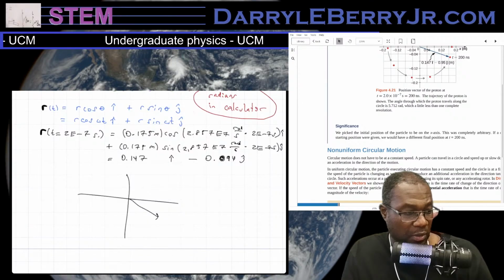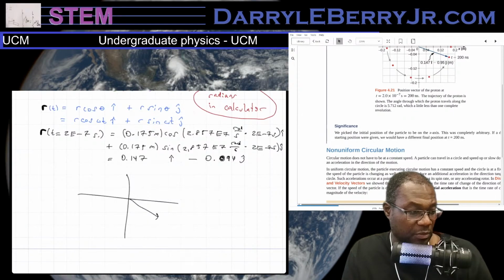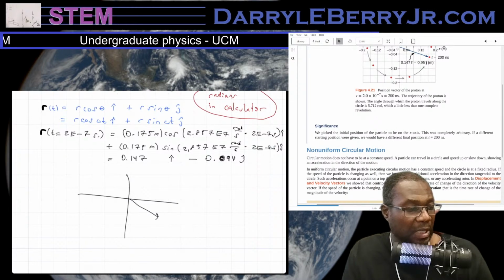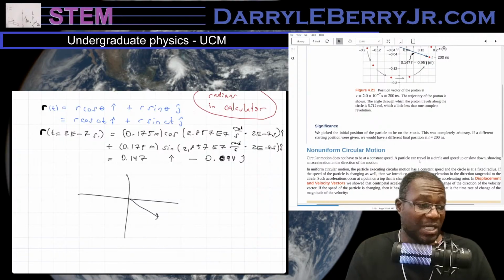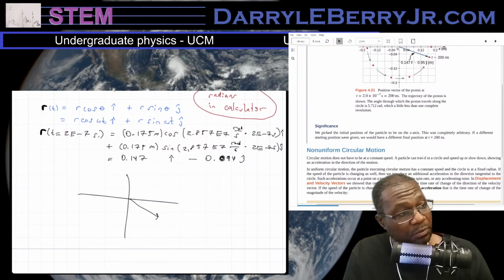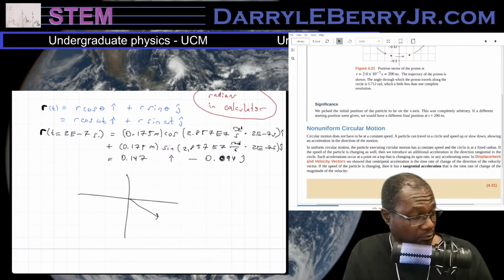Take the initial position of the particle to be the x-axis. This is completely arbitrary. For a different starting position, we will have a different final position at t equals 200 nanoseconds, but of course the distance it would have traveled and the angle it would have traveled through would be the same.